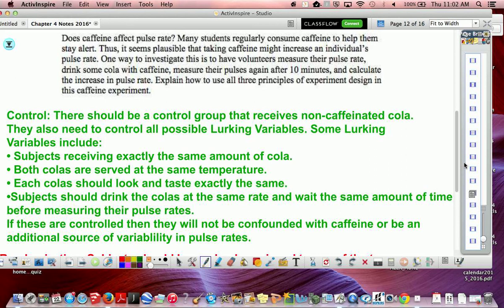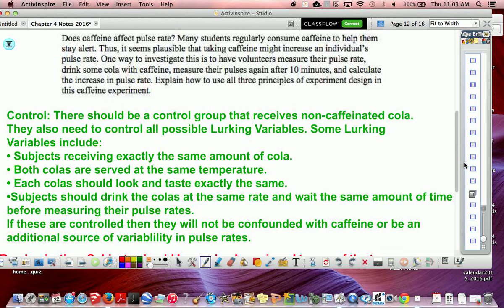Probably, I'm sure I'm missing something, but if you can control these, it should at least give you a better idea, or a better sense, of whether cola or caffeine actually increases one's pulse rate.